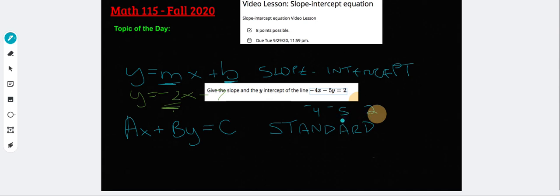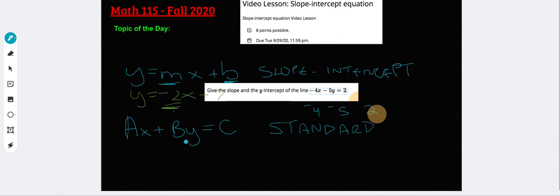So don't get too thrown off by that, because all it means is that you're going to take a slope-intercept equation and just move the x to the left, right? And assuming there's no fractions, you're done. But if there's a fraction, there is an extra step.